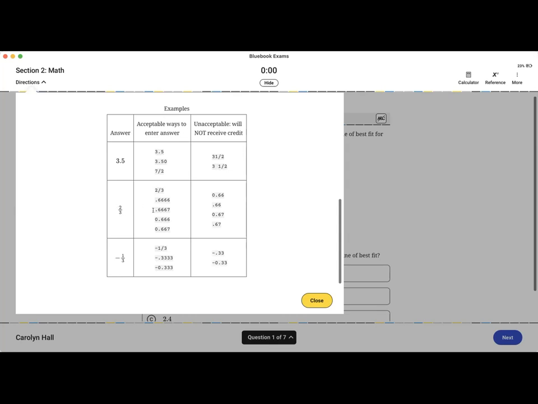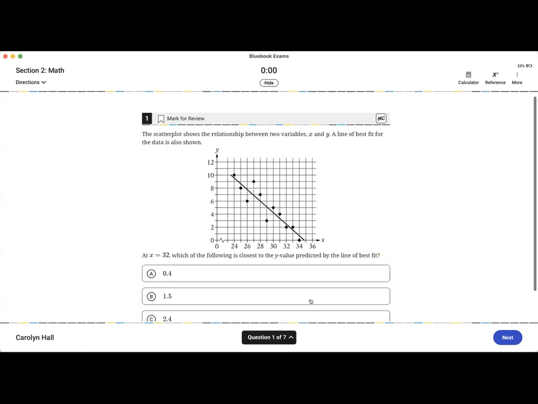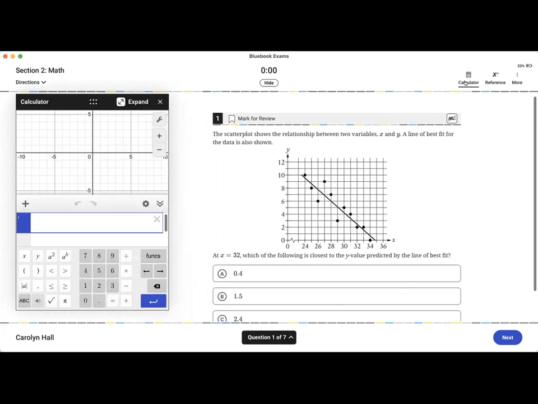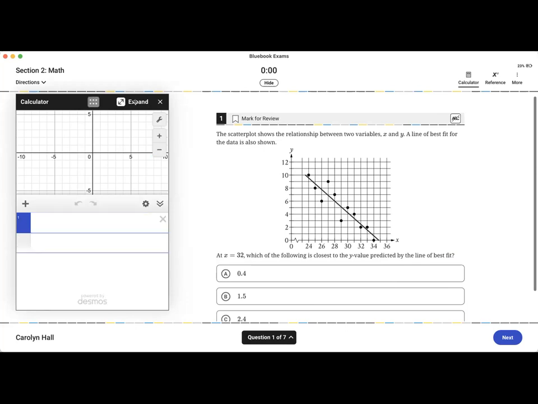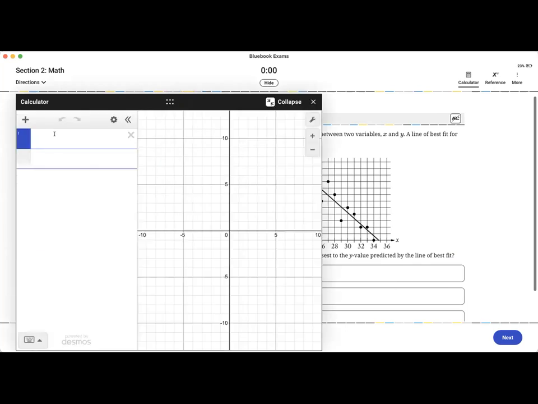Same thing for 2/3 and -1/3. I'm going to close this now. I'm going to point out to you at the top, there is a calculator button on the top right, and this brings up a calculator for you. You can expand it and you can enter lots of different functions.